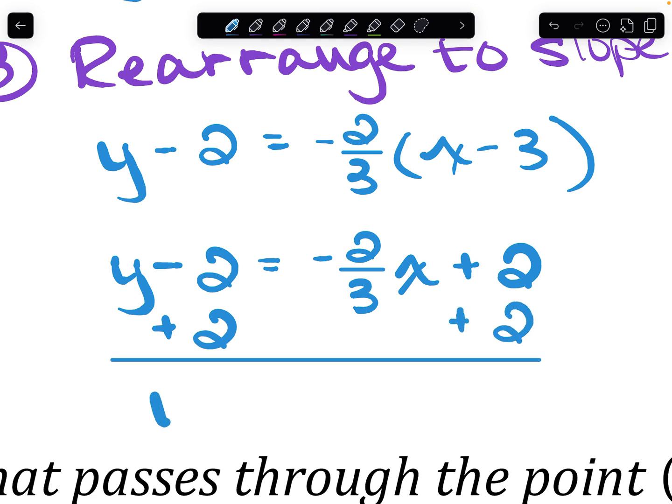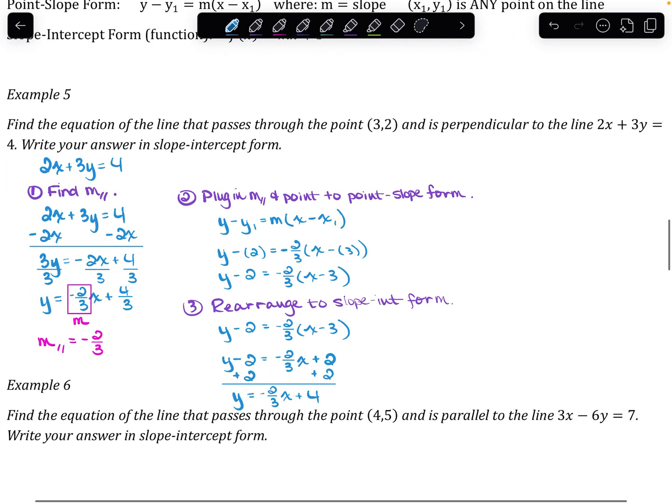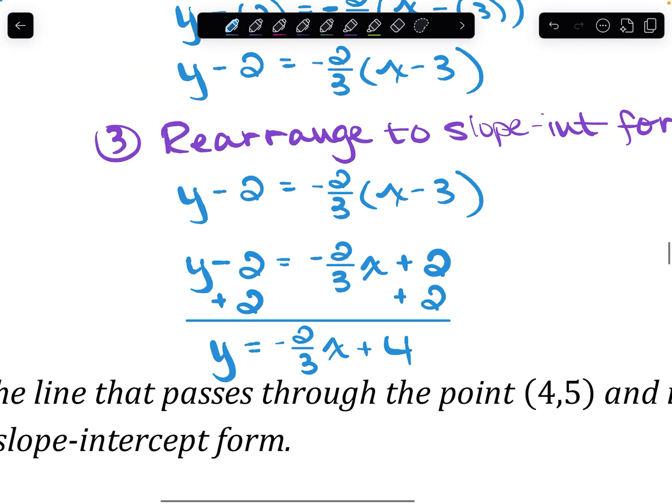So we get y equals negative 2/3 x plus 4. So if we double check, we found our equation. It is in slope-intercept form. This is our answer.